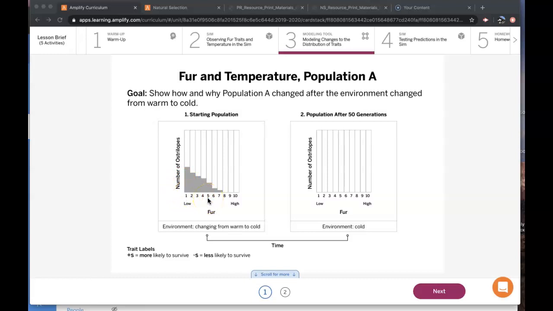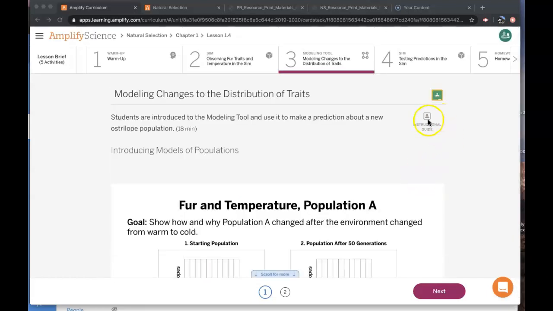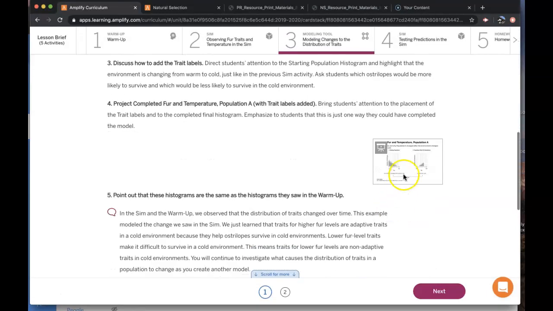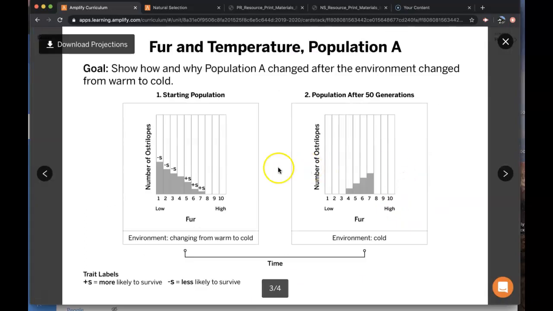So we are going to see how this model would be completed based on what we saw from the sim. What we saw in the sim, again, was that those with the non-adaptive trait of low fur were less likely to survive. They wouldn't survive. And so what we've done is we've written a minus S, minus S, minus S above the bars for traits of low fur 1, 2, and 3. Minus S is less likely to survive, so these three were less likely to survive. And then we added a plus S, plus S, plus S on 5, 6, and 7, where there are traits of more fur. These were more likely to survive.